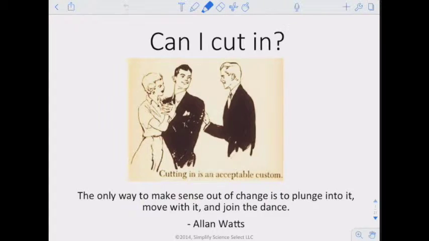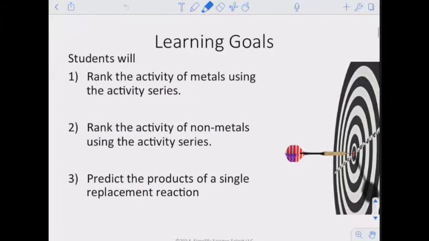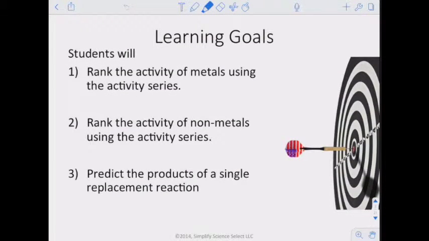All right, starting this PowerPoint, it says, can I cut in? And so what we're looking at here is the single replacement reaction. Now, learning goals for this. Students will rank the activities of metals using the activity series, rank the activities of non-metals using the activity series, and predict the product of a single replacement reaction.